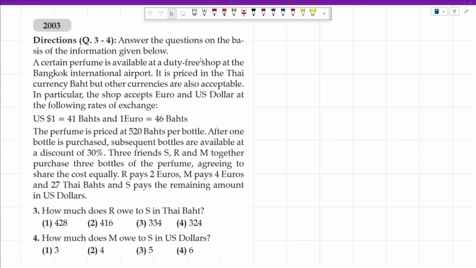Question says, a certain perfume is available at a duty-free shop at the Bangkok International Airport. It is priced in Thai baht, but other currencies are also acceptable. In particular, the shop accepts euro and dollar at the following rates. They have given the rates.